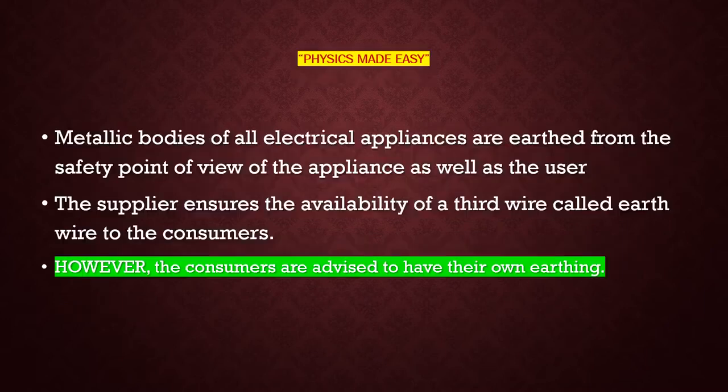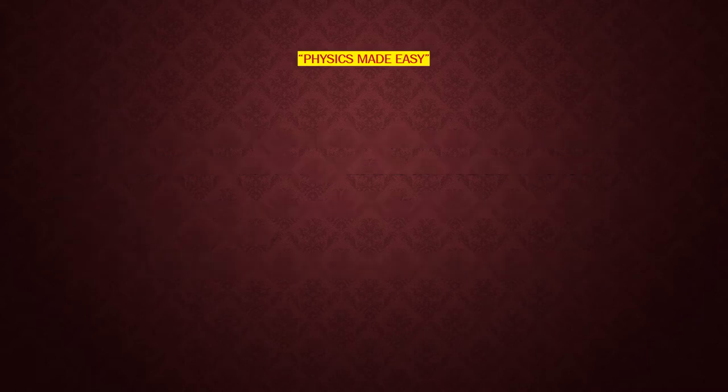Metallic bodies of all electrical appliances are earthed from the safety point of view of the appliances as well as the user. The supplier ensures the availability of a third wire called the earth wire to the consumers. However, the consumers are advised to have their own earthing.